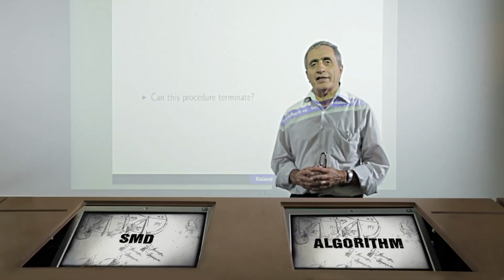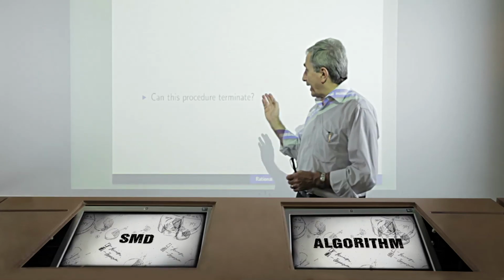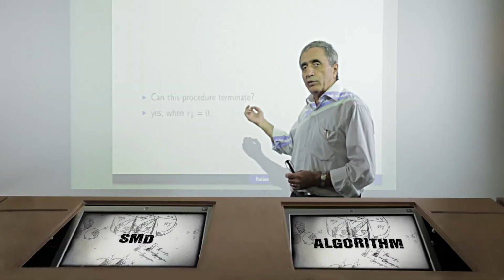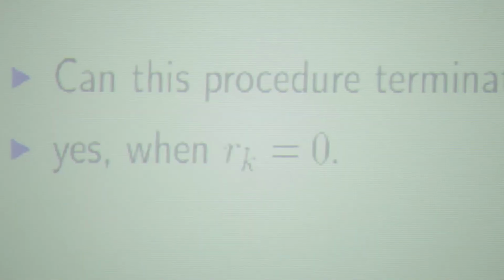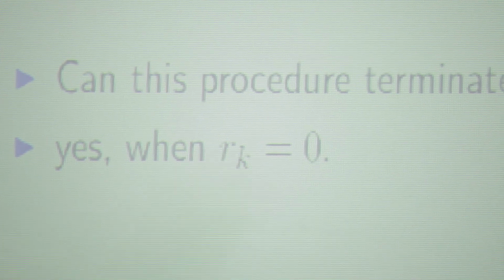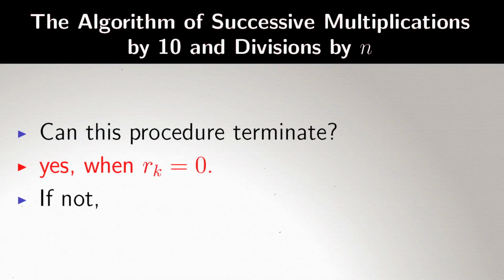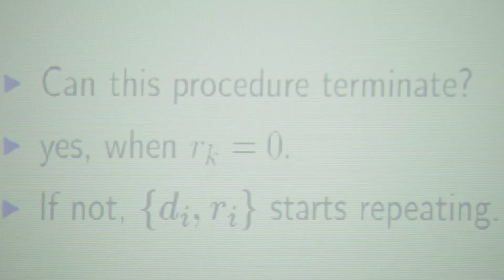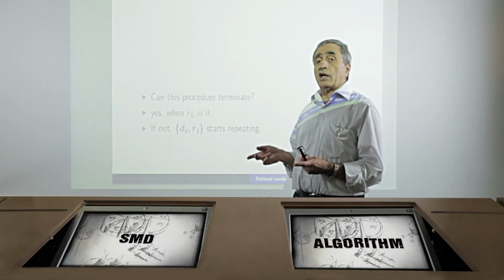Back then, to find out the answer to our question, can the procedure terminate? The answer is yes. Whenever you reach a remainder that is equal to 0, at that point, we're going to see that the procedure will terminate. And if not, the ordered pair of quotient d sub i and remainder r sub i will have to start repeating.